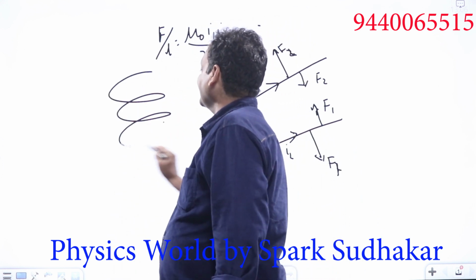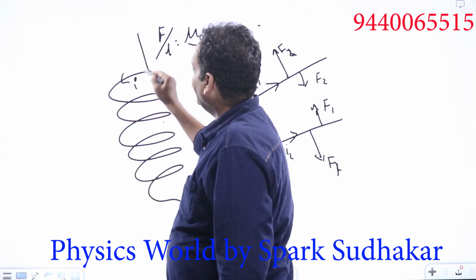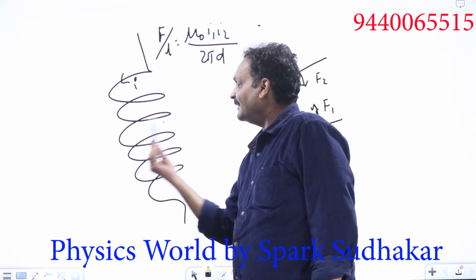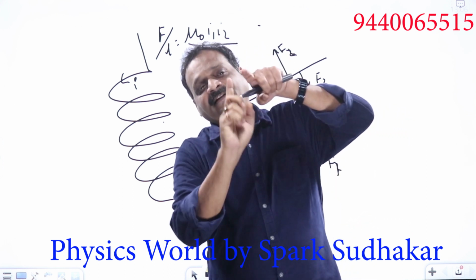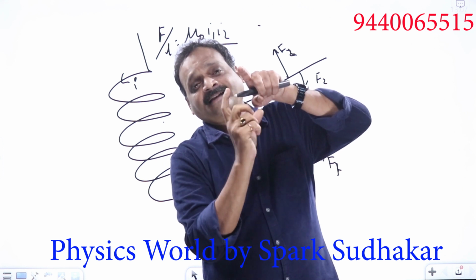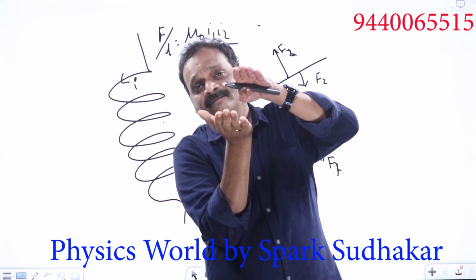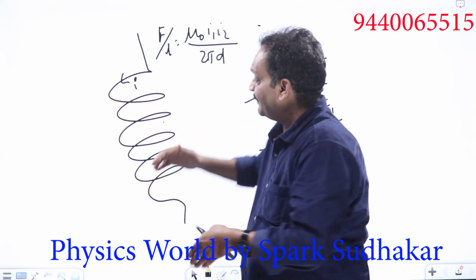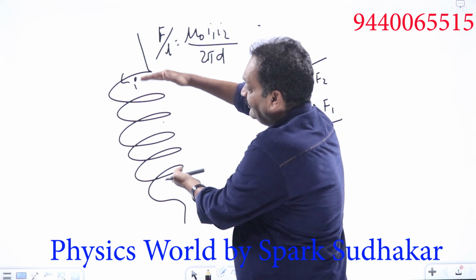There is a spring like this. I'll send some current I through the wire. What happens? In every turn, current will be flowing like this. That is, between two successive turns, currents everywhere will be in the same direction. Whenever two parallel current carrying wires have currents in the same direction, what will happen? Force between them will be attractive, means the wires get attracted towards each other. Means what will happen to the spring? The spring will get compressed like this.